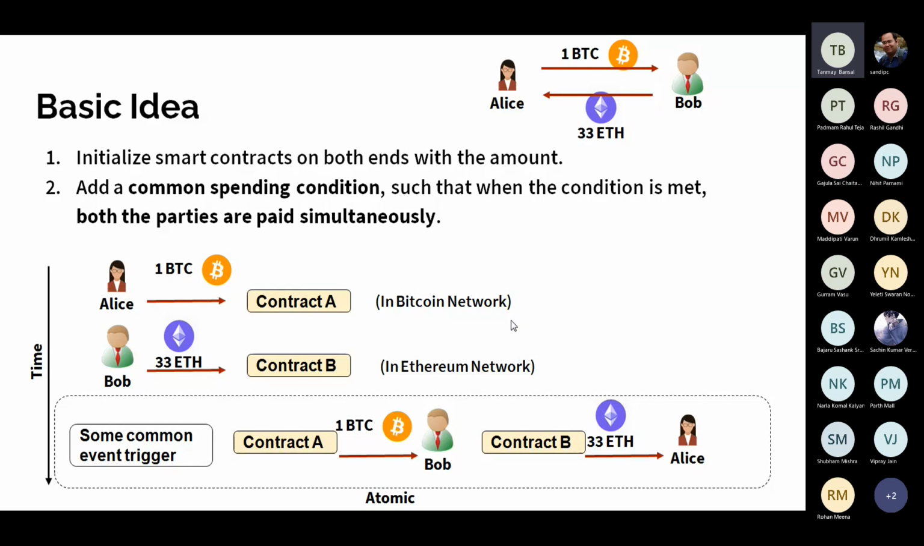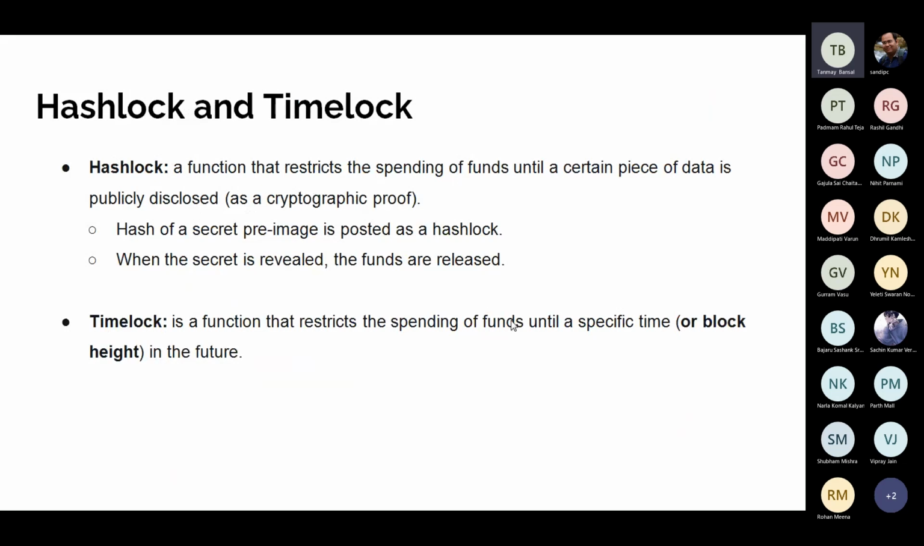So you can take that as a simple example of a common event trigger, which is just that particular instant of time coming. And as it happens, at the same time Bob can claim that 1 BTC, and Alice can also claim her 33 ethers. So this is one typical example, and as we'll see, there are more such interesting ways of handling it, and these are what are called hash lock based and time lock based.